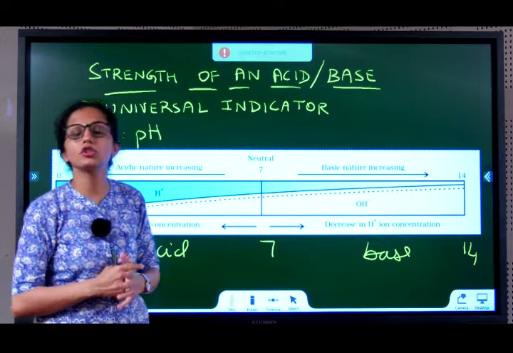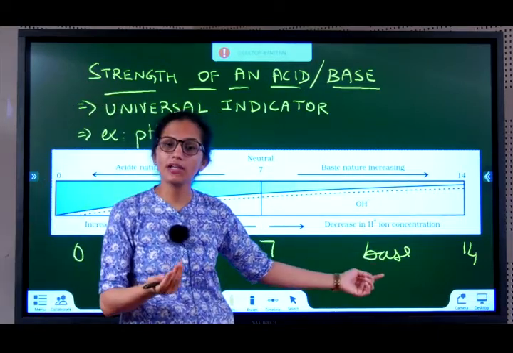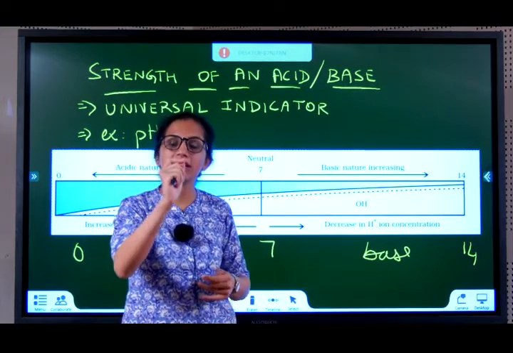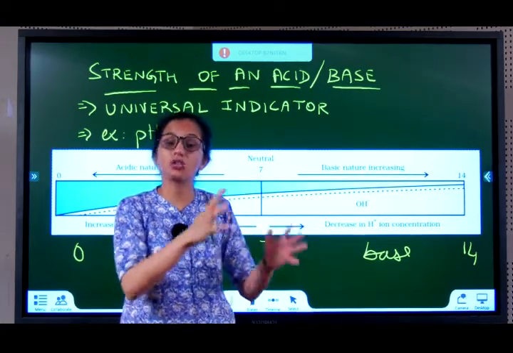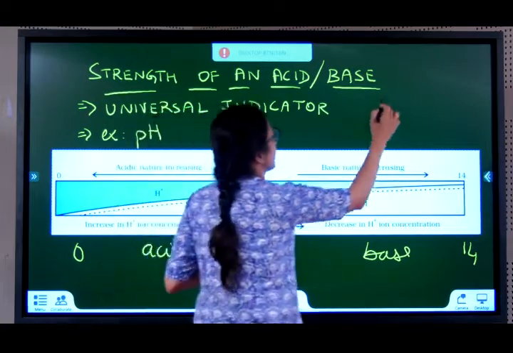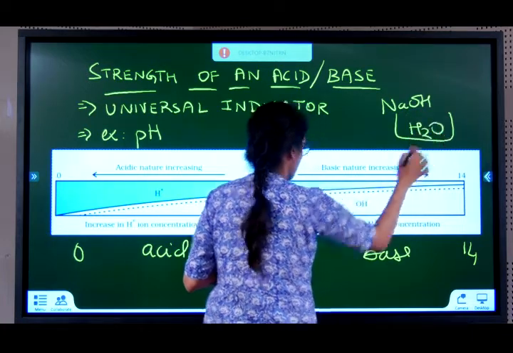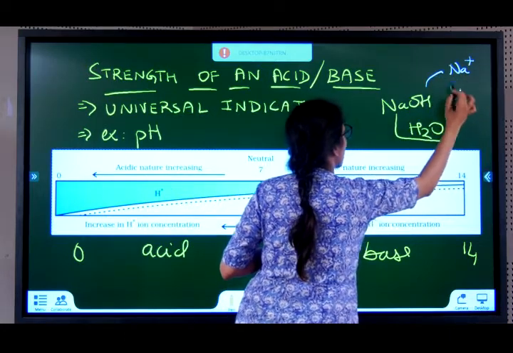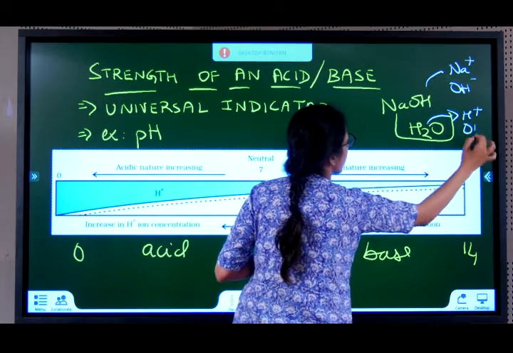Now the next question that you may ask is, it's a base, it should have only OH minus, from where is H plus coming? When you add a base or an acid to water, even the water ions dissociate. So there is possibility of H plus ions coming there too. So when I add NaOH to water, what happens? NaOH will give Na plus OH minus. H2O will give H plus OH minus.